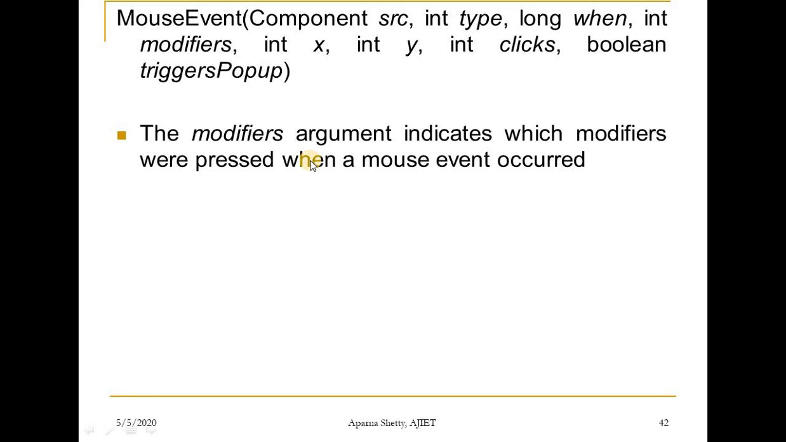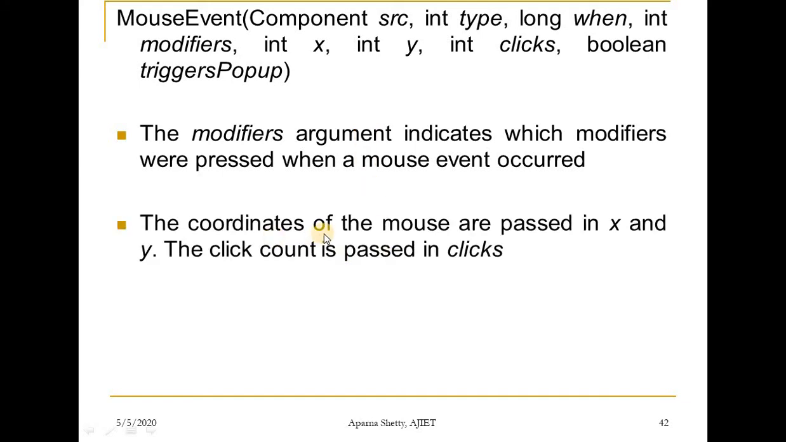I told you about the different types of modifiers: control key, alt key. If you press those, then those are the modifiers. So if you press such keys, the modifier indicates those modifiers which were pressed. So when you generate mouse events, if you press, suppose, the alt key, then that modifier will be represented by the modifier argument.